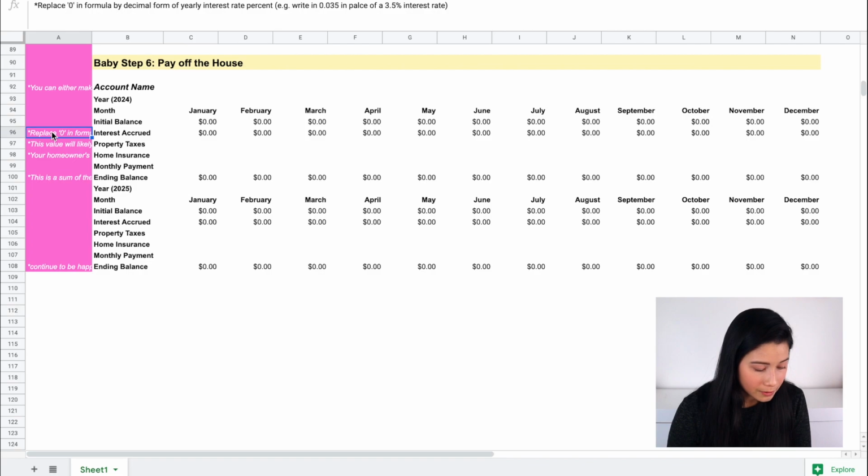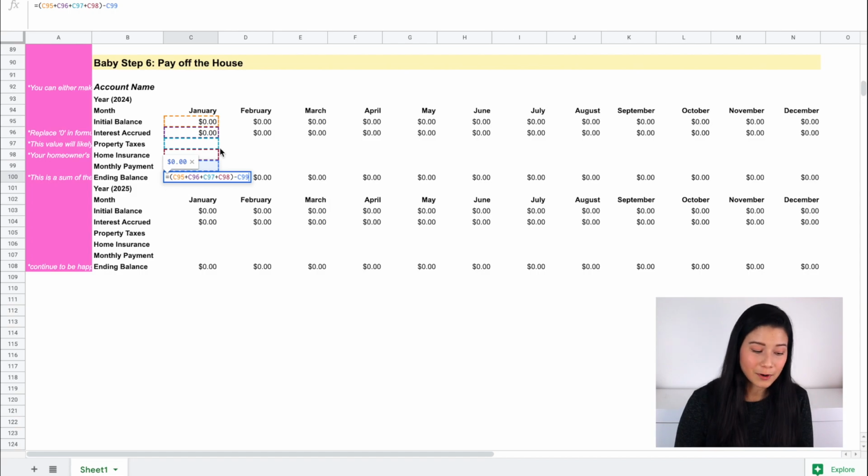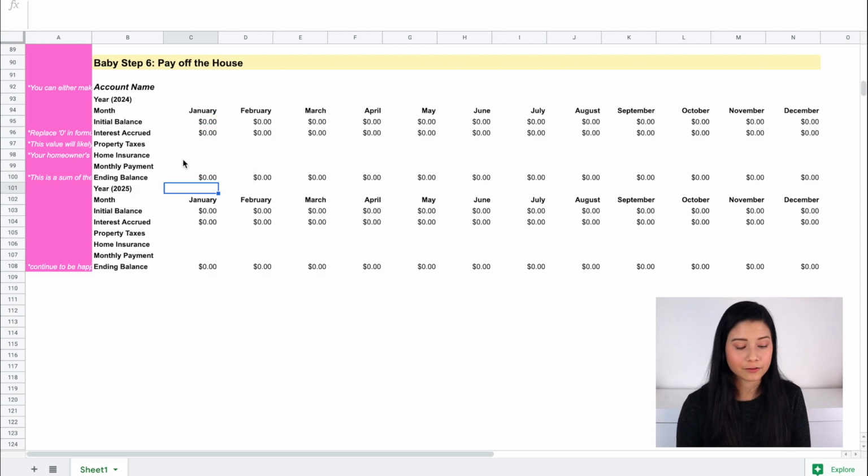Here, the ending balance is a sum of your initial balance, your interest accrued, your property taxes, your homeowner's insurance, minus your monthly payment. Your monthly payment is really covering for a lot of things, so that's part of the reason why it's so hard to pay off a house, because you have all of these other fees playing into it. Ideally you'll have a big enough down payment when you do buy a house that paying off the rest of your house once you're in it is not going to be too difficult.